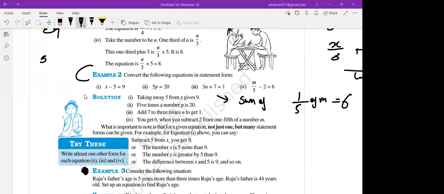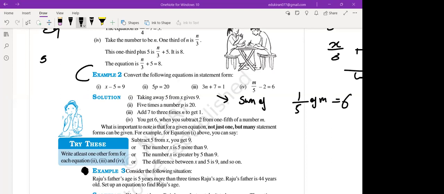Ma'am, it's 3L plus 5 is equal to 40. What about others? Anyone who wants to try? I wrote 3x plus 5 equals 44. Okay, so those who did it the other way, see.